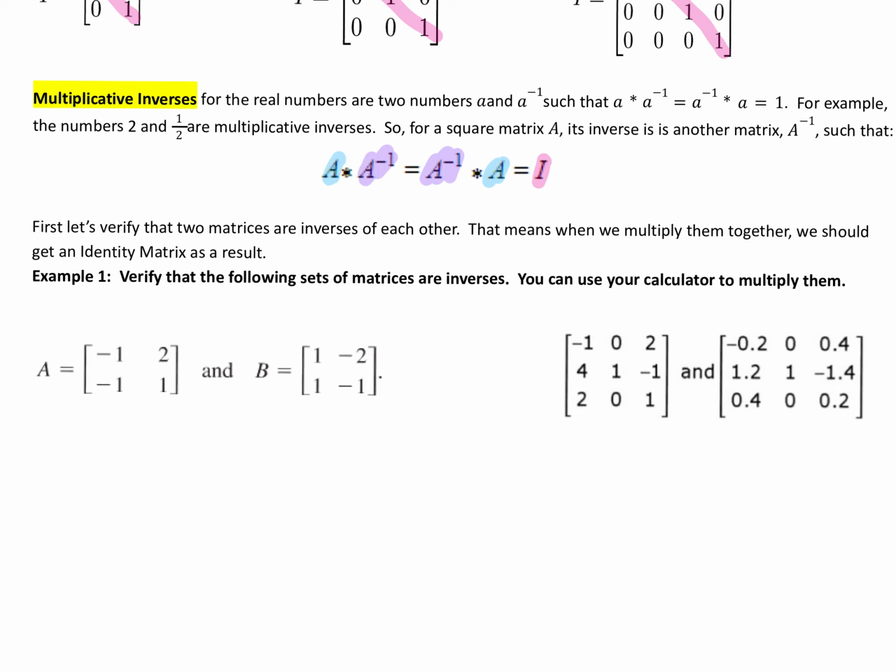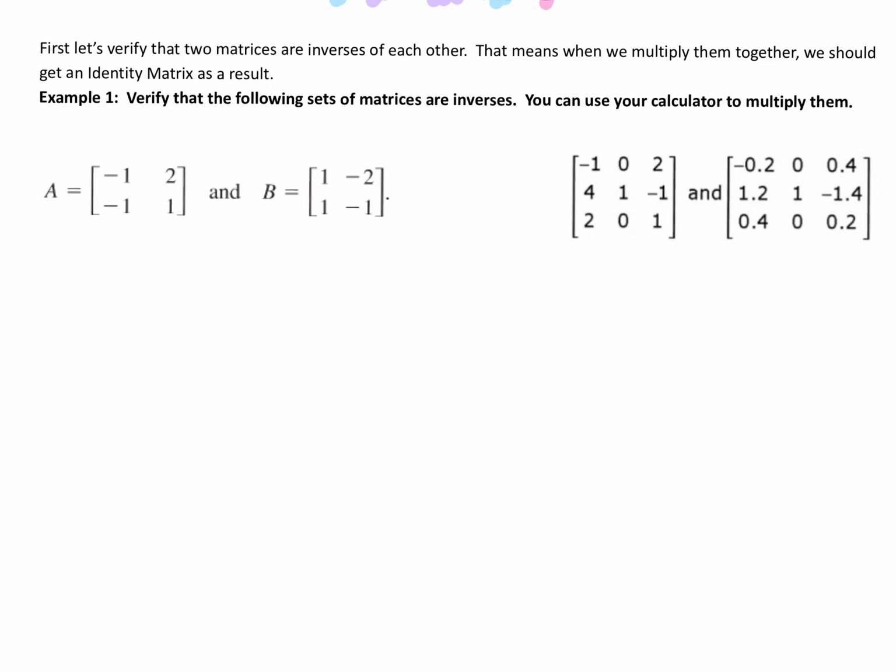So I want to start by verifying that two matrices are actually inverses of each other. Now we need to do two things with each of these. We have to show what A times B is and what B times A is, because in either situation we should get the identity. And then same thing here. Let's call these C and D. So we have to show that C times D and D times C both give us the identity.